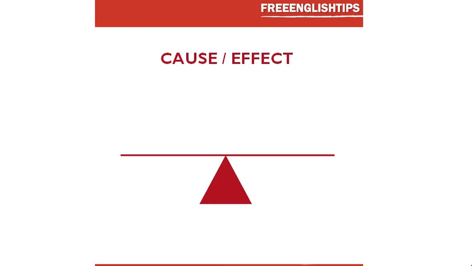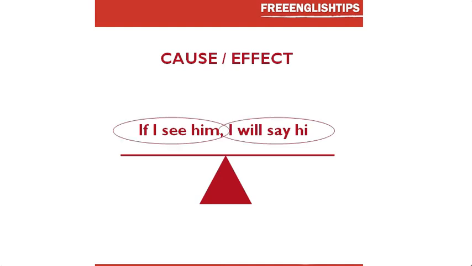You also need to be aware of cause and effect. So in a conditional sentence, there is always a cause and there's always an effect. Let's look at this sentence. If I see him, I will say hi. The cause is if I see him and the effect is I will say hi.